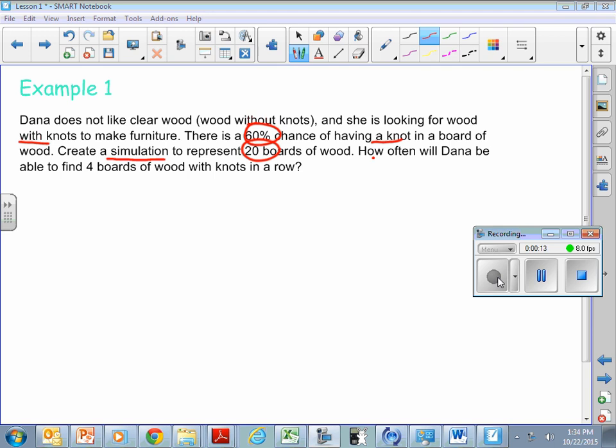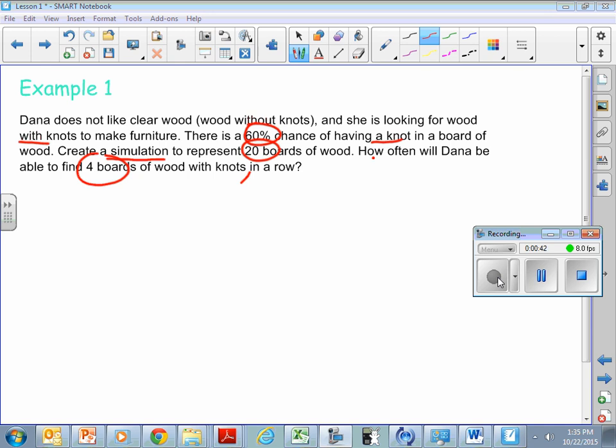How often will Donna be able to find 4 boards of wood with knots in a row? Let me read that again. How often will Donna be able to find 4 boards of wood with knots in a row? She's trying to find 4 in a row of boards with knots, but it sounds a little different from the way it reads. Let's pause it and bring up some stuff.